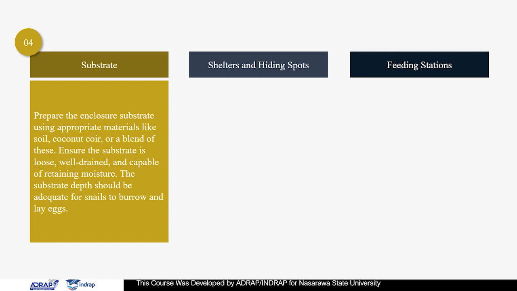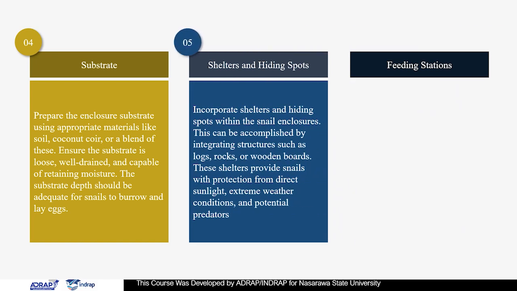Shelter and hiding spots. Incorporate shelters and hiding spots within the snails' enclosure. This can be accomplished by integrating structures such as logs, rocks, or wooden boards. This shelter provides snails with protection from direct sunlight, extreme weather conditions, and potential predators.